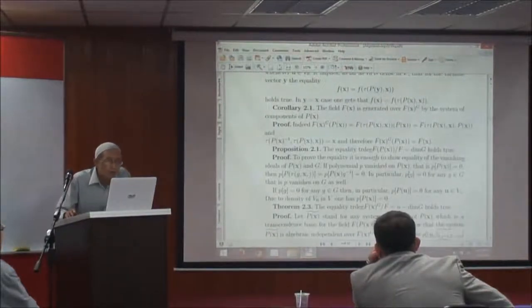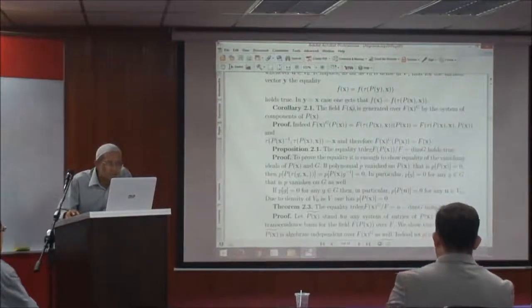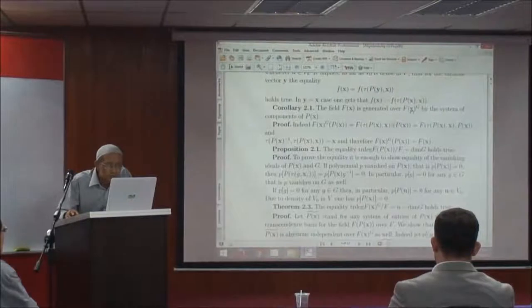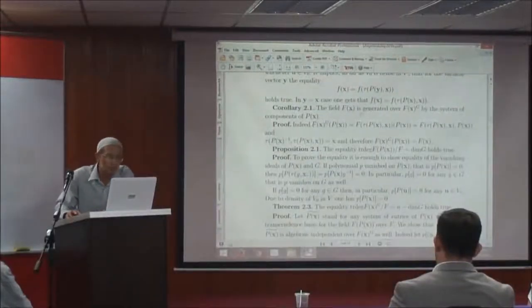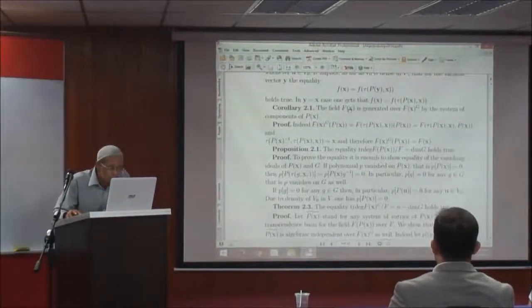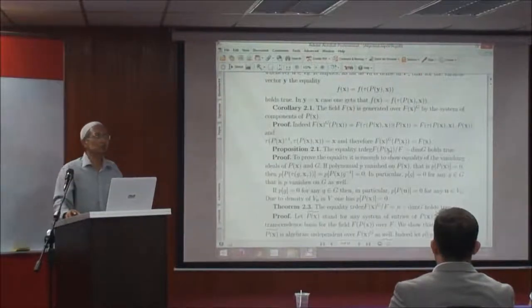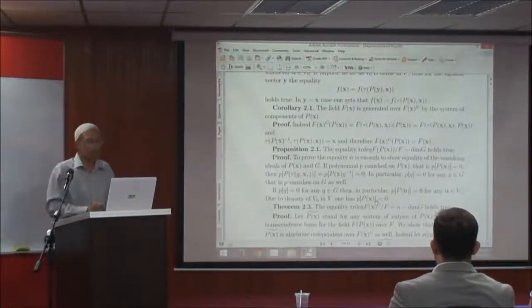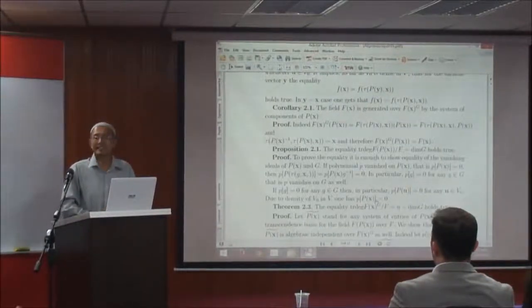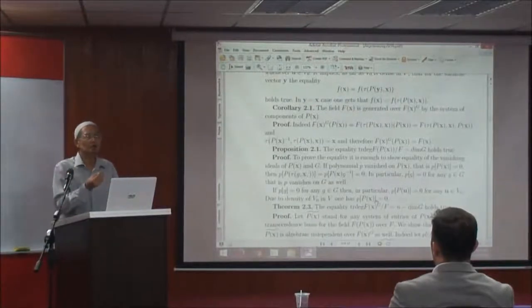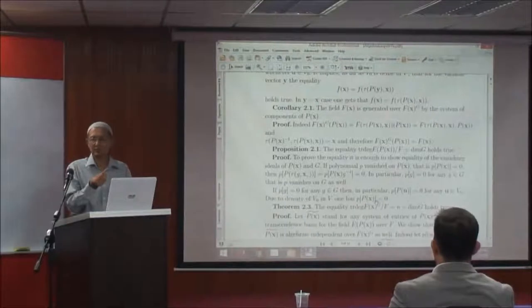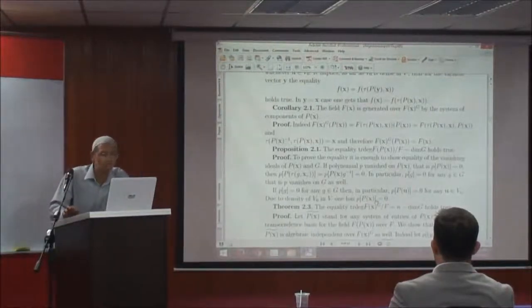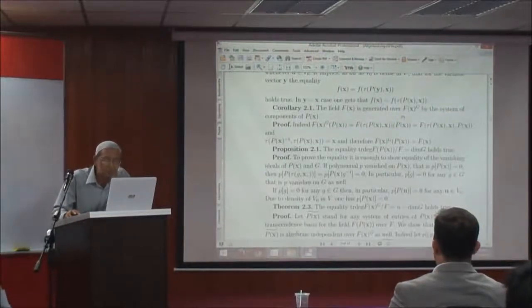In particular, a corollary is written here that all rational functions you can generate over this one by this system of components. In other words, if you consider a field containing this one and P of X, it will be the field of all rational functions. Next, a natural question: whenever you have some field, it is better to know the transcendence degree. Theoretically it means the minimum number of generators of this algebra. Sometimes you cannot find it, but theoretically it represents the minimum number of generators.